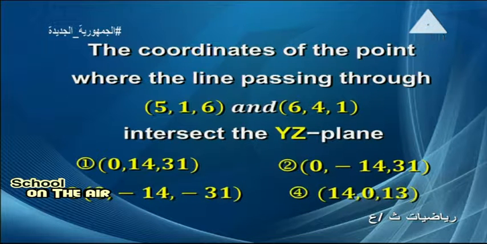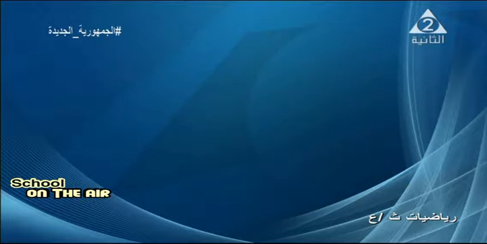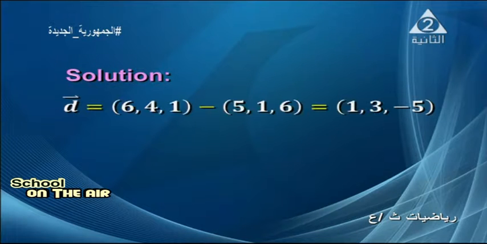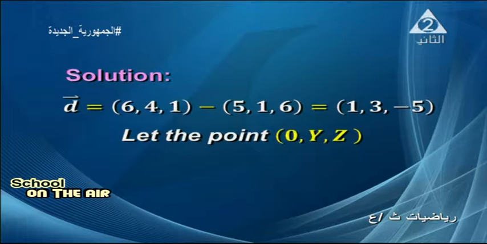What is required? Coordinates of the point where the line passing through 2 points (5, 1, 6) and (6, 4, 1) intersects the YZ plane. Look at the first direction vector by subtraction: 6 minus 5, 4 minus 1, 1 minus 6, which gives (1, 3, -5). Let the point be (0, y, z), because it lies in the YZ plane. Intersecting the YZ plane means x equals 0.